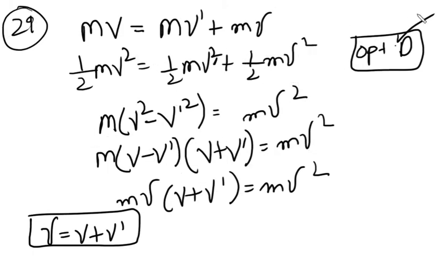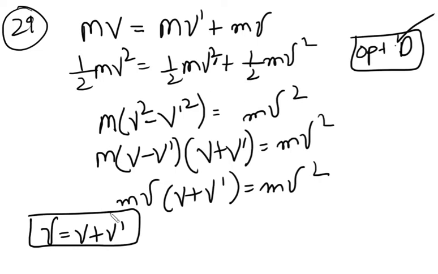We have elastic collisions. In elastic collisions, what will happen? We have kinetic energy as conserved. This is the momentum conservation law. Initial momentum is capital M into V, final momentum is mv prime plus m nu. Initial kinetic energy is half mv square, final kinetic energy is half mv prime square plus half m nu square.